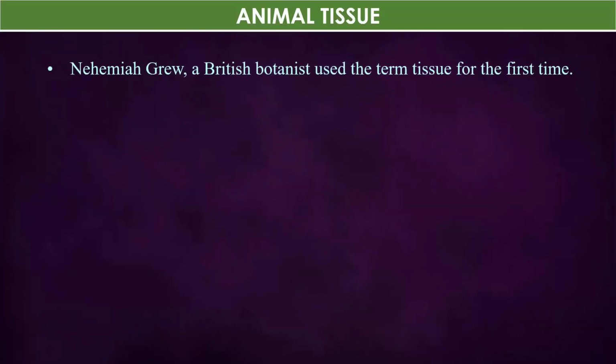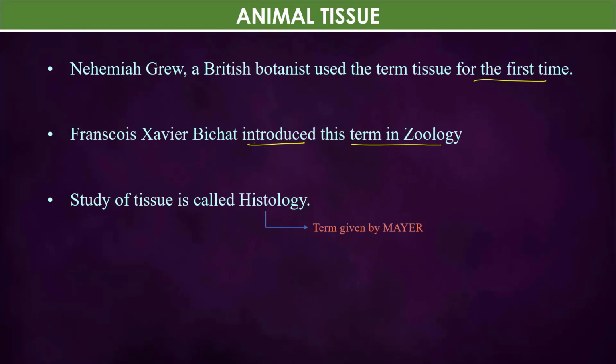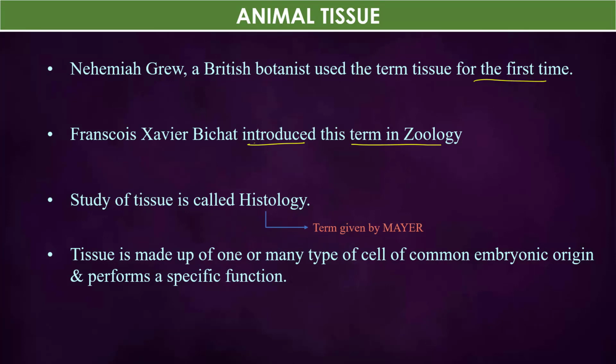Animal tissue. Nehemiah Grew, a British botanist, used the term tissue for the first time. Then Francis Xavier Bichat introduced this term tissue in zoology. The study of tissue is called histology, and the term histology was given by the scientist Mayer. Now, tissue is made up of one or many types of cells of common embryonic origin. This is very important, and it performs a specific function.